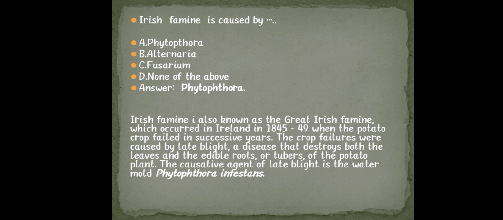So this is the crop failure caused by the late blight, with destruction of the leaves and roots, and the causative agent of late blight is the water mold Phytophthora infestans. So the Irish famine is caused by the Phytophthora infestans.